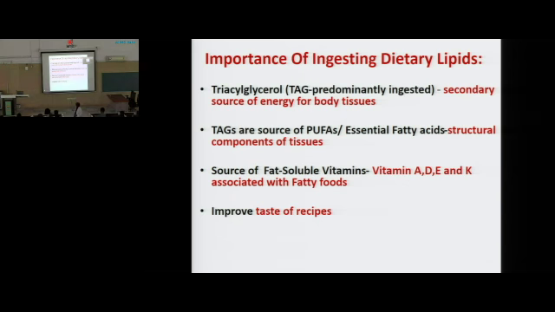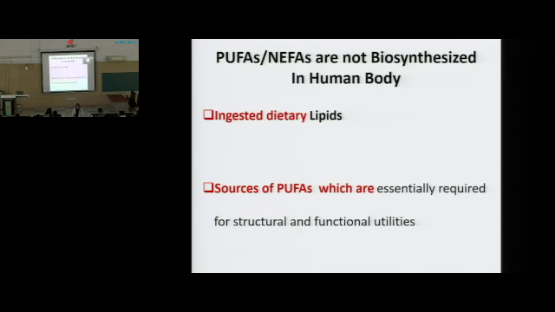Taste to the recipe. Next is palatability and satiety value. If you eat more lipid, you will be more full with less amount because it increases your satisfaction of eating. So palatability and satiety value is improved and increased by ingesting dietary lipid. One more time, I have put this slide. If you are asked why to eat lipid: to get PUFAs, to get those fatty acids which are not being synthesized in our body.